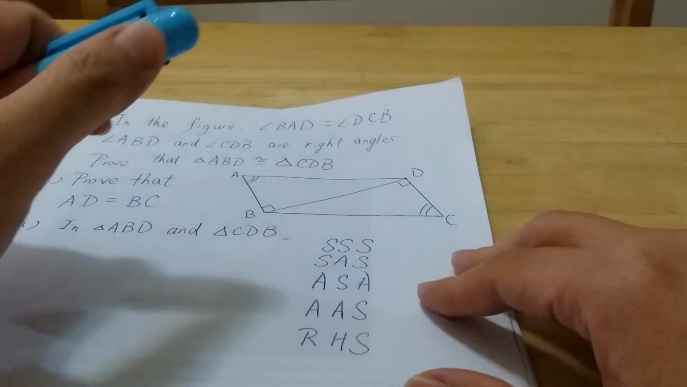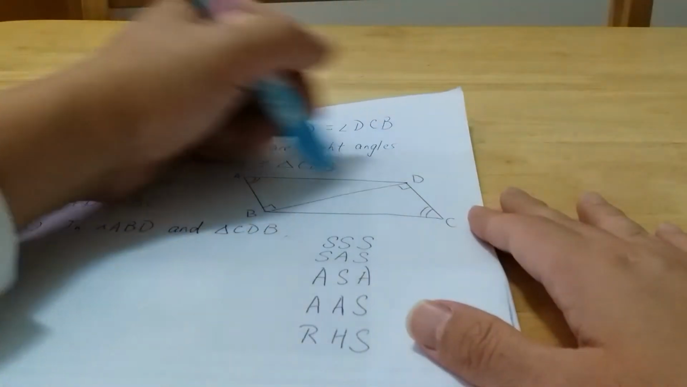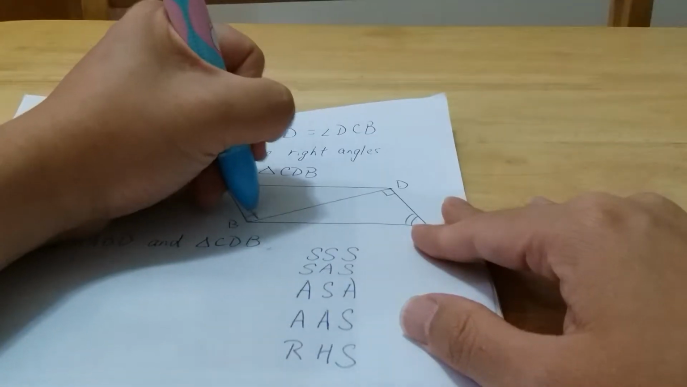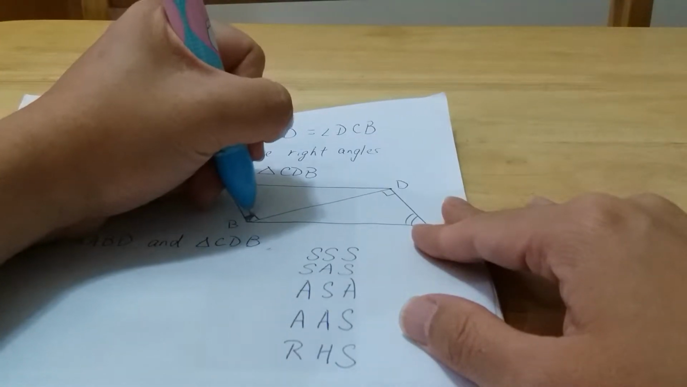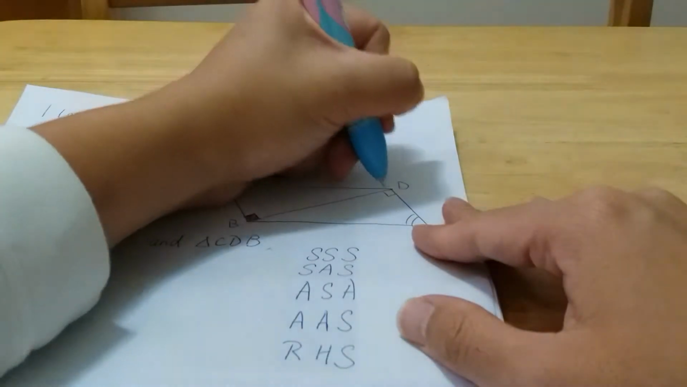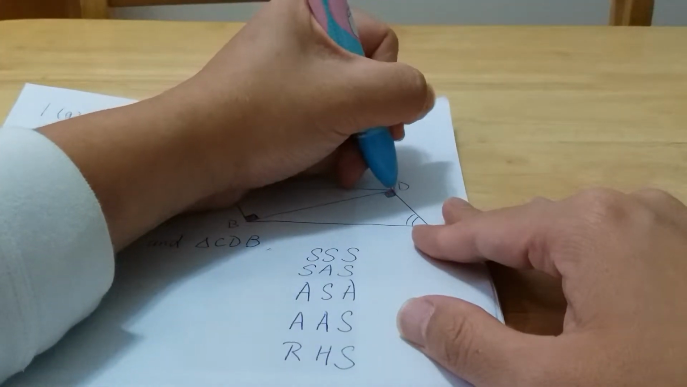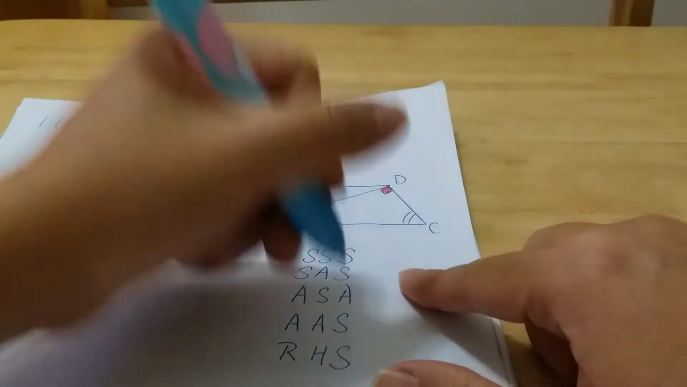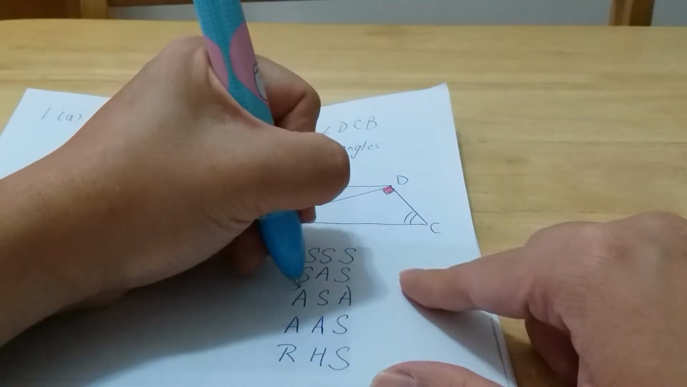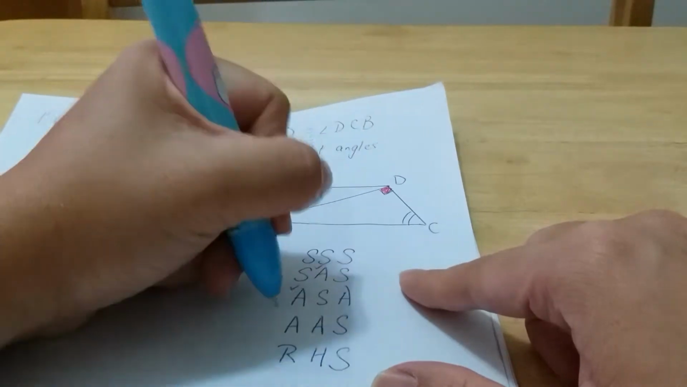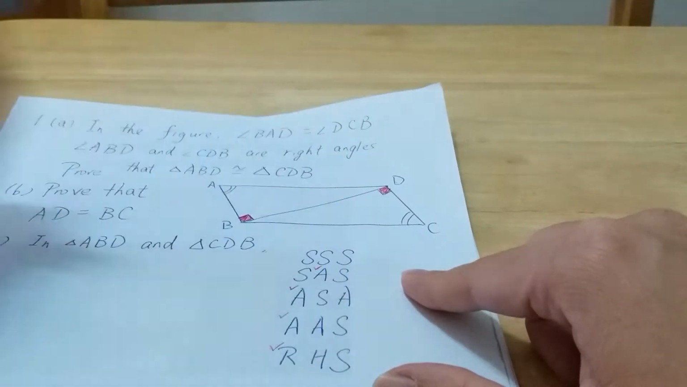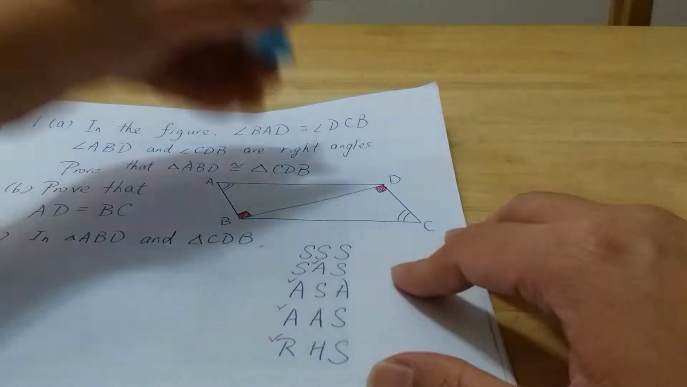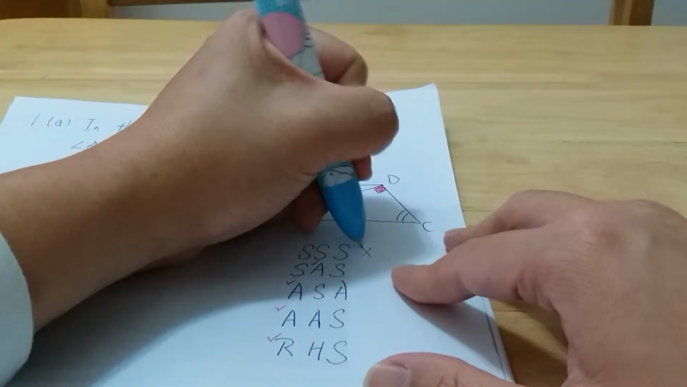Okay, now let's have a look. Obviously, for these two triangles, the first condition we have is that this is a right angle. Okay, this is a right angle. That means we fulfill A. This is called right angle. So that means that we will not use SSS.